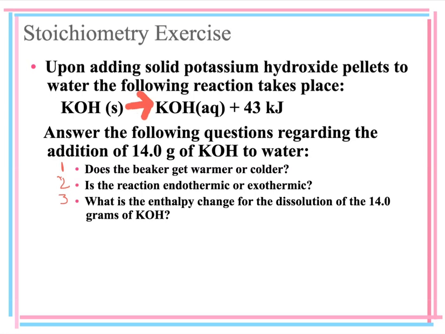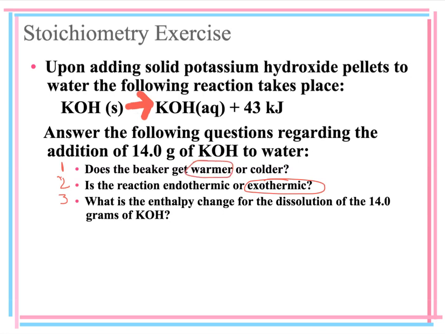It wants to know if the beaker gets warmer or colder. Well, we need to determine whether this is an exothermic or endothermic reaction first before we can answer that. And so, of course, we just said in the previous slide that whenever the energy appears as a product, it is an exothermic reaction. And so, of course, this is an exothermic reaction. And because it's an exothermic reaction, when we dissolve those potassium hydroxide pellets, the beaker will actually get warmer.